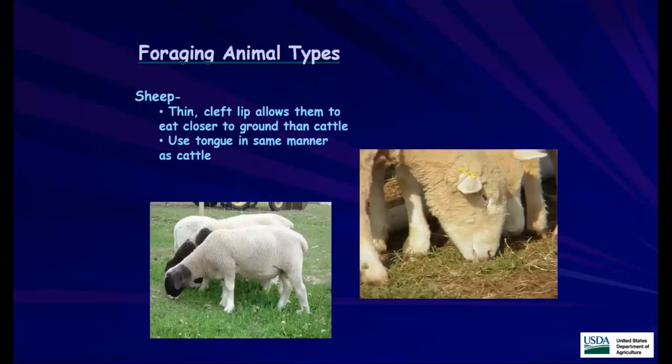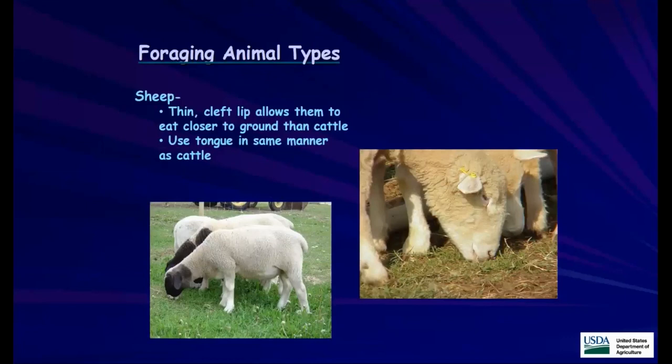Sheep do have a cleft lip on the top, which does allow them to get a little closer to the ground than cattle do, but they use the same method in terms of using their tongue as the cattle do.